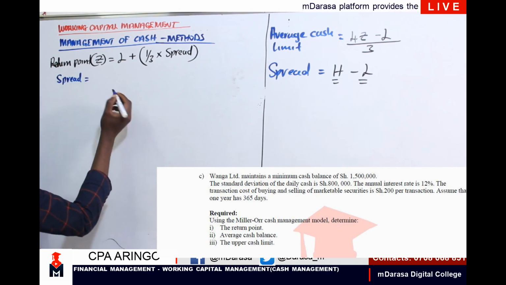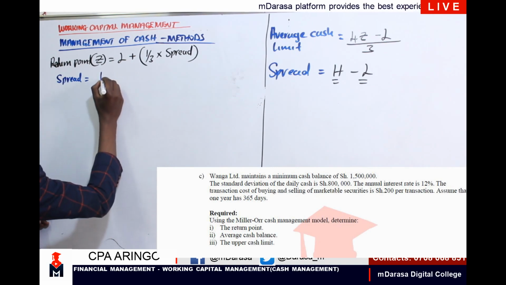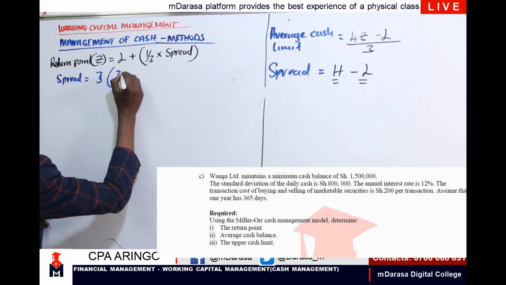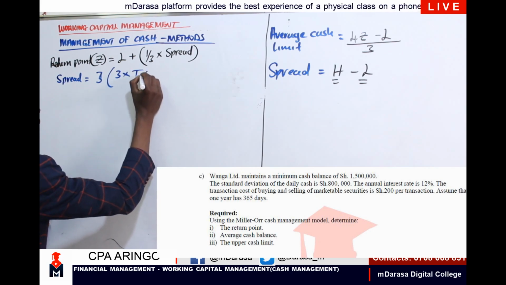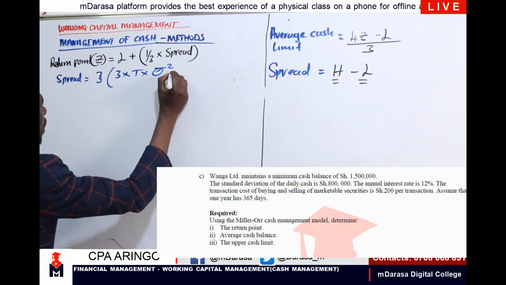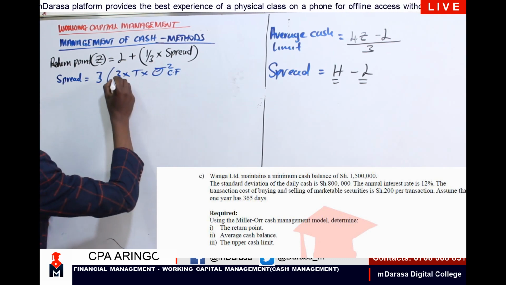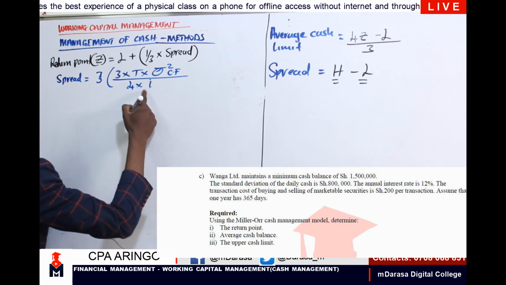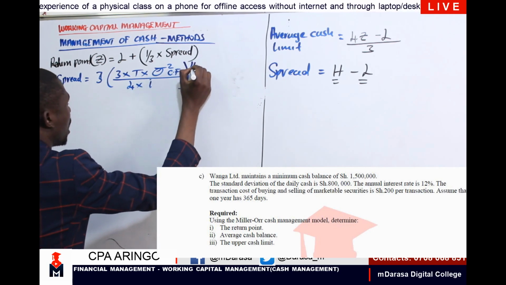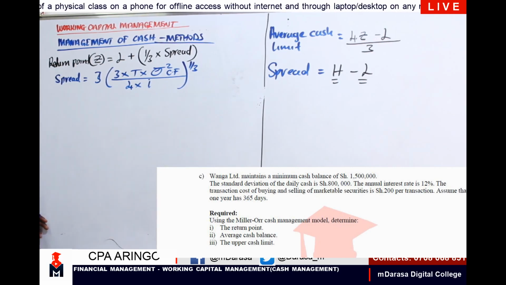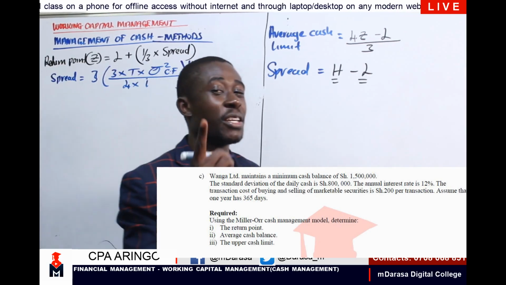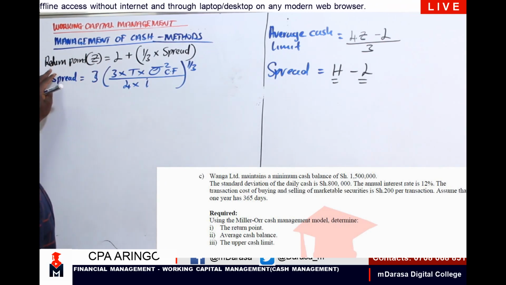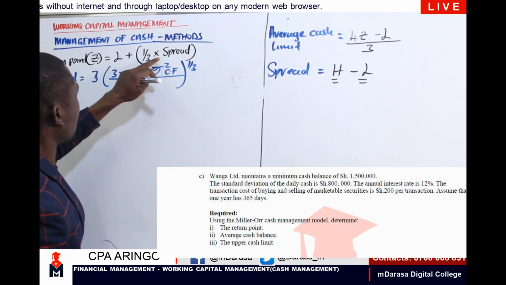So spread, basically, we said we'll be talking of 3 times my transaction cost times my standard deviation squared of the cash flow, that is the variance of the cash flow. We divide by 4 times daily interest. This is daily interest raised to the power a third. So this is what I want us to agree, my good student, and you'll clearly see how this will come about. We say that a return point will be L plus a third of spread.